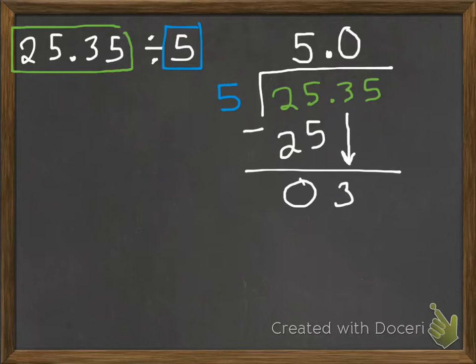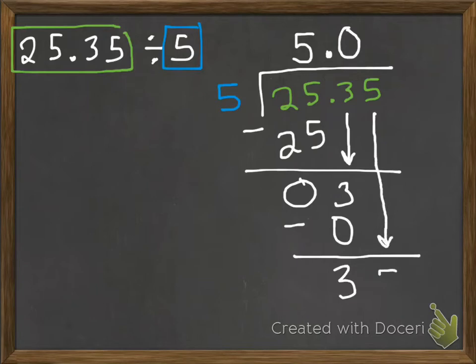All right, we divided. Let's multiply now. 5 times 0 is 0. Let's subtract. 3 minus 0 is 3. Okay, we subtracted. Let's go ahead and bring down the next number all the way down. 5. Okay, now let's start again. Can 5 go into 35? How many times can 5 go into 35?